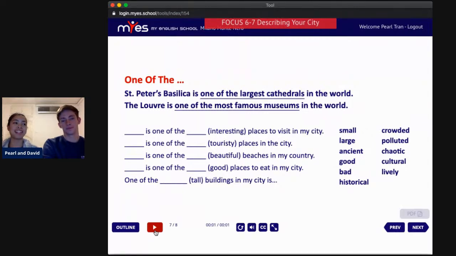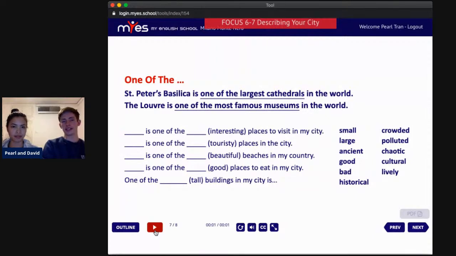So just remember, when we want to use one of, the noun always needs to be plural. So one of the best cities, one of the best cars, one of the best dishes, one of the tastiest pizzas. So it always needs to be plural. One of the largest cathedrals, museums, one of the best cities, places, buildings, it's always plural.